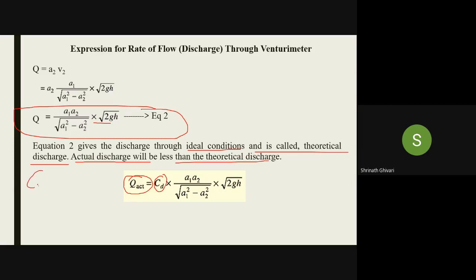How did we get this equation? Because CD is not a compact disk, it is the coefficient of discharge, which is the ratio of the actual discharge divided by the theoretical discharge. Understood? In the exam, they may give this value, so you have to determine that. Understood the expression?